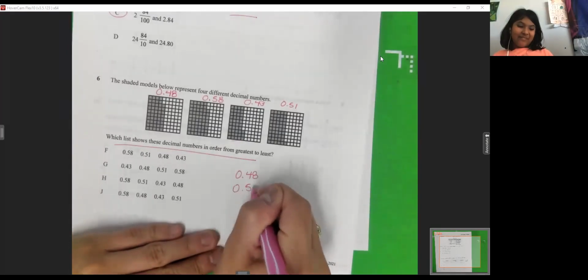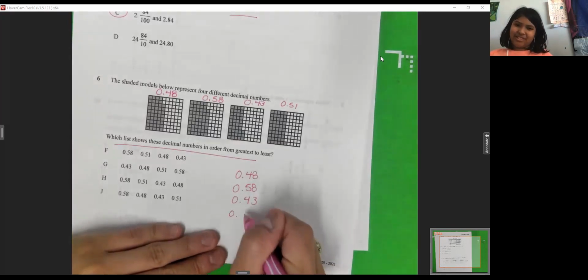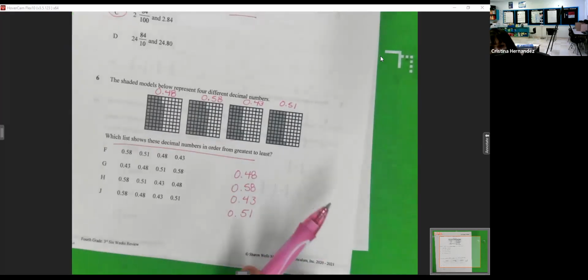Ms. Hernandez, I feel like 8 is easy. I haven't even looked. Feels like the one from our last test. Right. Let's put these in order from greatest to least. What's the largest number?